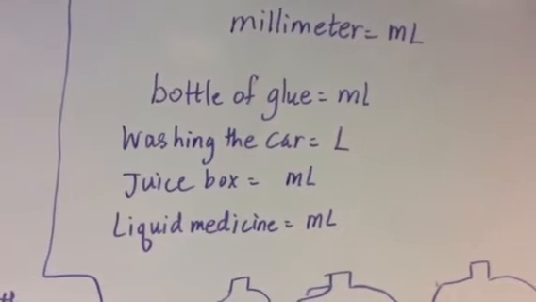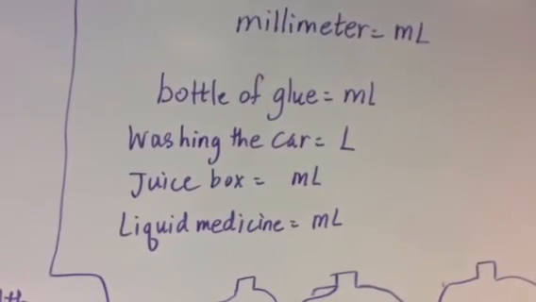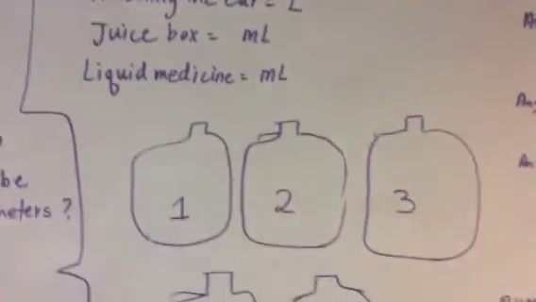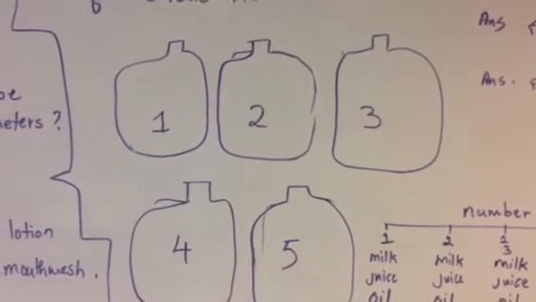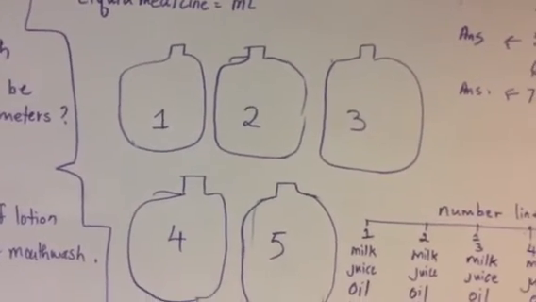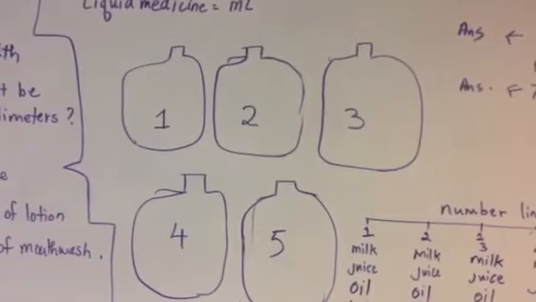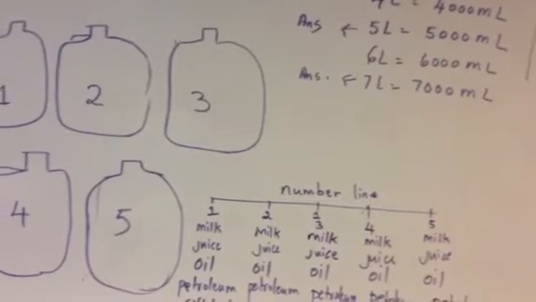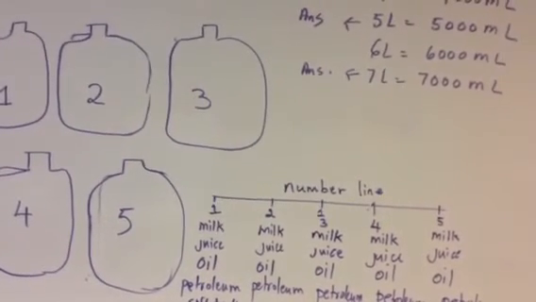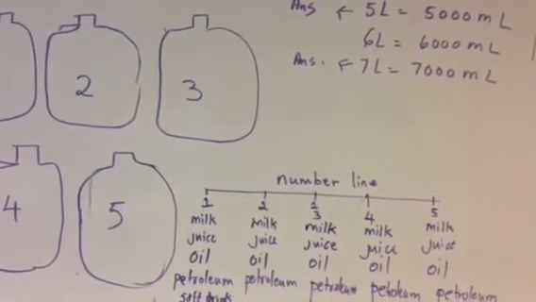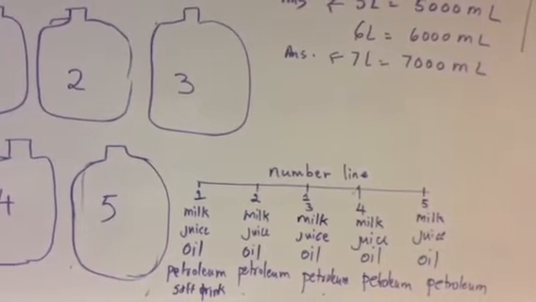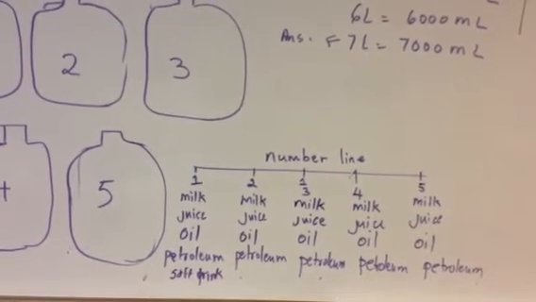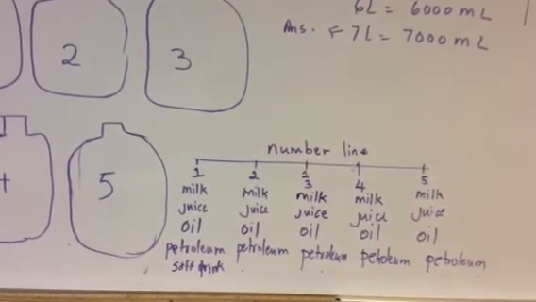The smaller the container, the smaller the unit. The larger the container, the bigger or greater the unit. Let's look at this. 5 gallons. I tried to draw 5 gallons. So there is 1 gallon, 2 gallon, 3 gallon, 4 gallon, 5 gallon. Now I put a number line. What things will you measure in 1 gallon? Milk, juice, oil, petroleum, or soft drinks, and other things, maybe fruit punch.